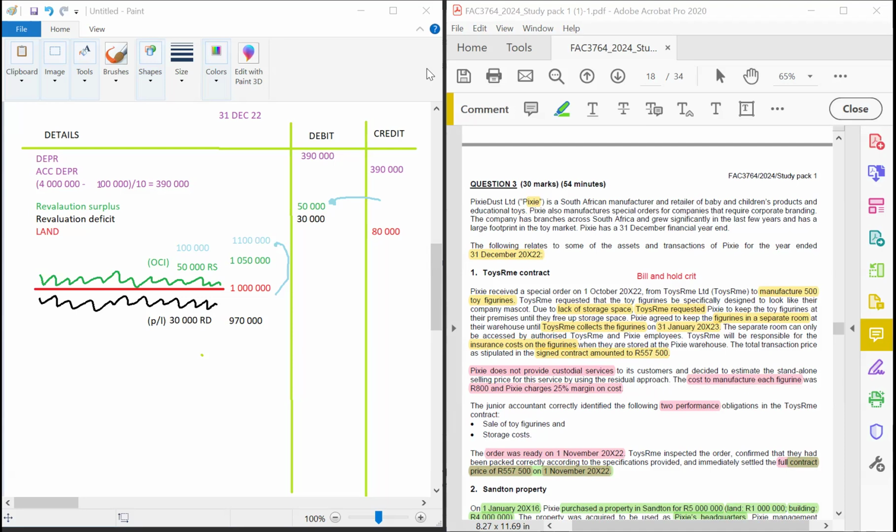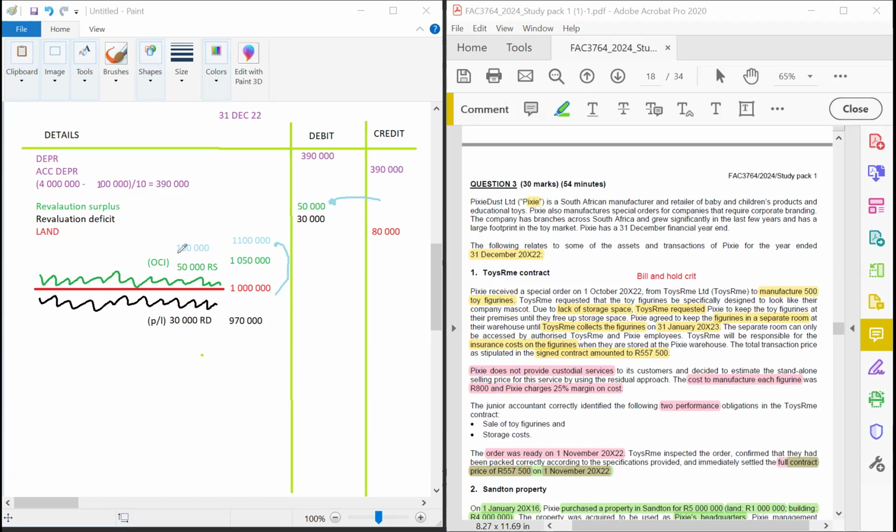Okay, Zukanya says, would it be wrong to say debit revaluation loss of 80,000? Yes, you would be wrong because the 50,000 goes into OCI and the 30,000 goes into P&L. The only way you would be right is if you state revaluation loss, but you separate the 50,000 and the 30,000, one into OCI and one into P&L, right? So that's the only way that you would be correct.